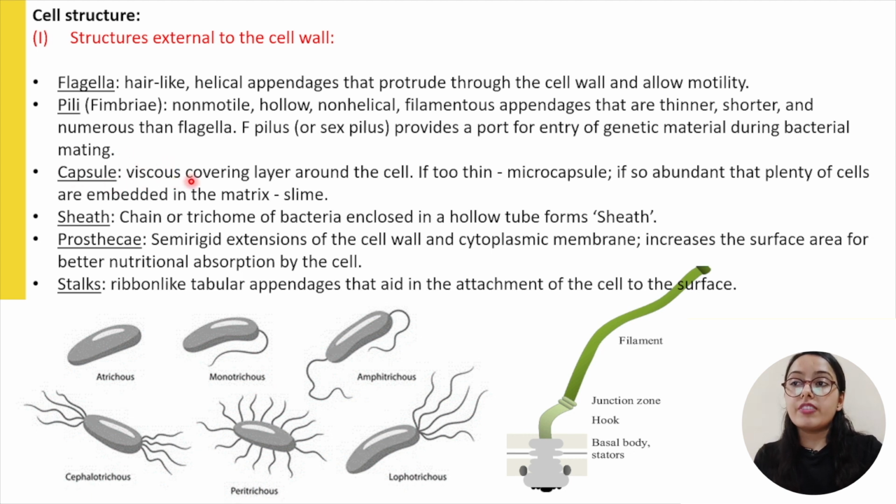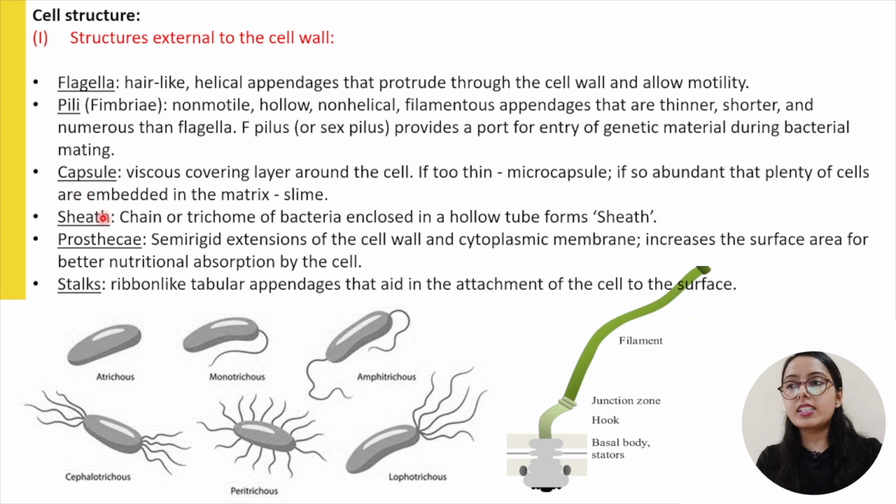So a capsule is a viscous covering layer that is all around the cell wall. Now if this capsule is very thin, such a capsule is called a microcapsule, and if it is so abundant that there are plenty of cells embedded in the matrix, such a capsule is called a slime layer. Now the function of this capsule layer is to prevent the bacteria from any kind of desiccation, because this capsule is made up of around 70% of water.